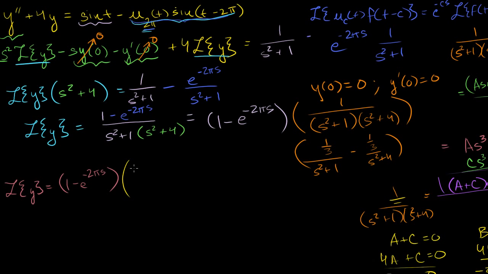Times, and I'll write it like this, 1/3 times 1 over s squared plus 1 minus 1/3 times, actually, let me write it this way, because I have this s squared plus 4. So I really want to have a 2 in the numerator. So you want to have a 2 over s squared plus 4. So if I put a 2 in the numerator there, I have to divide this by 2 as well. So let me change this to a 6. Minus 1/6 times 2 is minus 1/3. So I did that just so I get this in the form of the Laplace transform of sine of t.